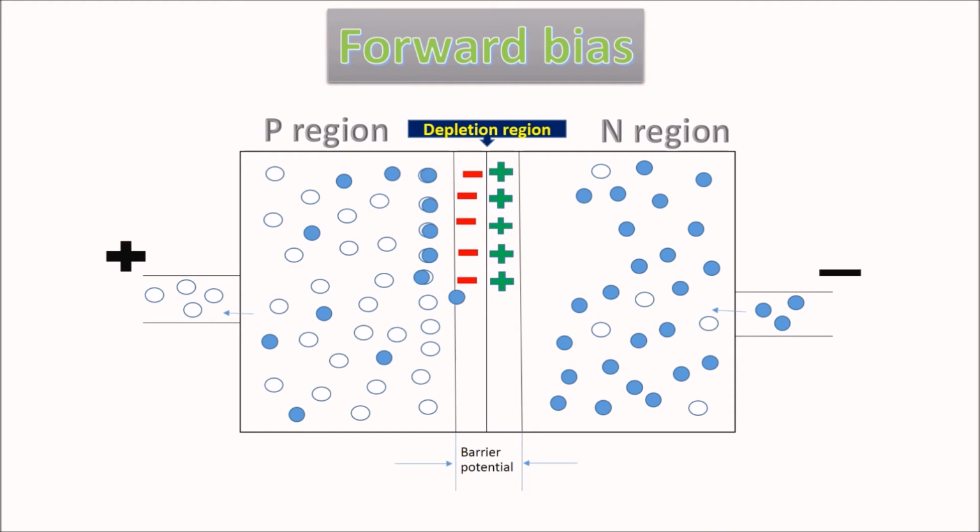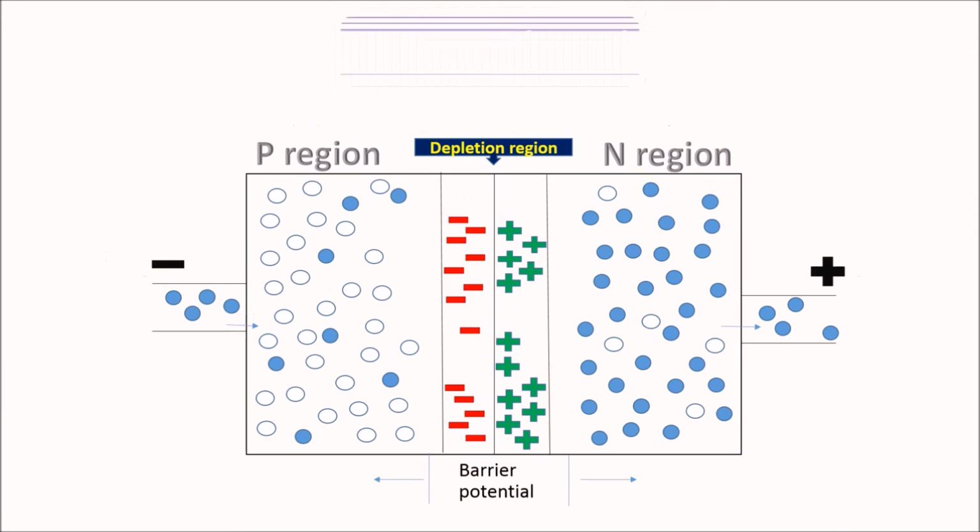The holes move to the right, which is the effective flow of current. This is called hole current. The depletion region becomes narrower. The resistor R limits the current, which can prevent damage to the diode.